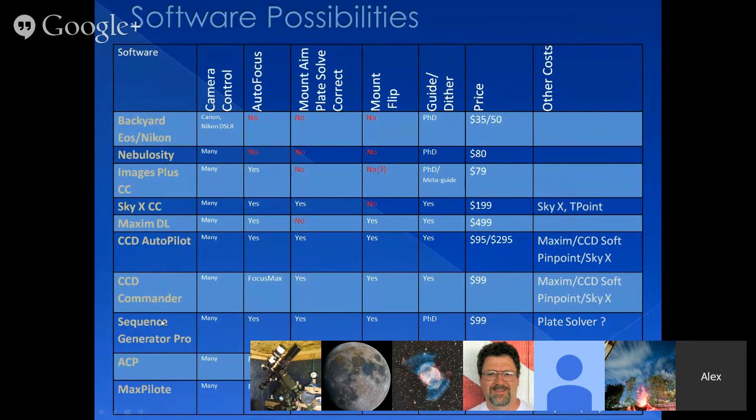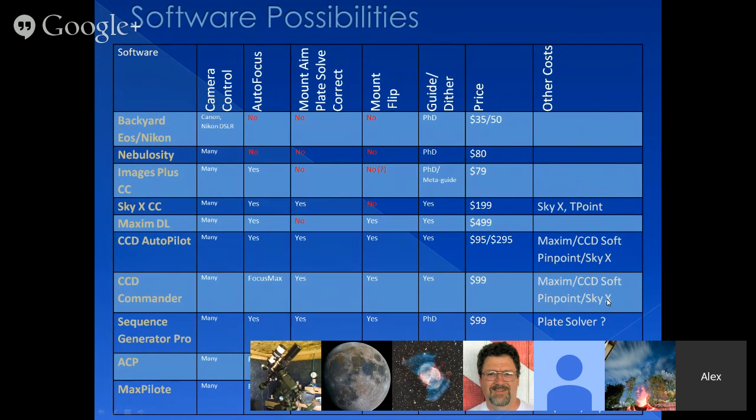CCD Commander, where is that? $99. Very good program. It does a great job. It's easy to understand, easy to work, pretty reliable, everything else like that. But to work it, you also have to buy Maxim for what's $499 or so, or CCD Soft, which is kind of getting, you know, they don't do that much anymore. Pinpoint, you can't use the Pinpoint that's in Maxim. You have to buy a separate full license on Pinpoint, which is $165, or maybe, I really don't know anymore, but it's up there.